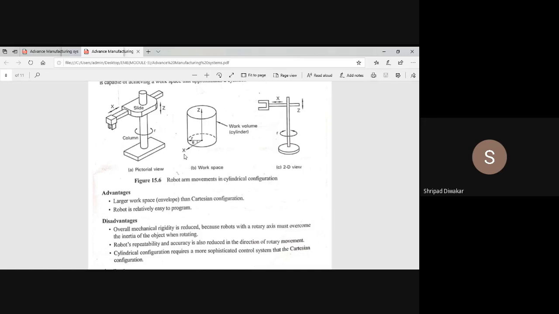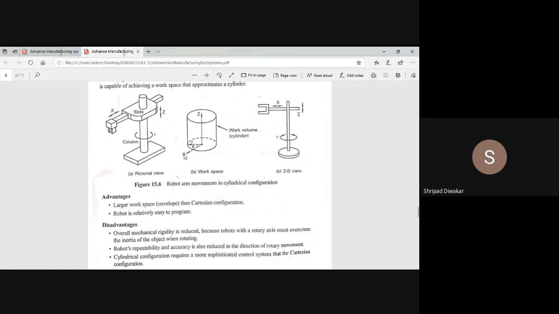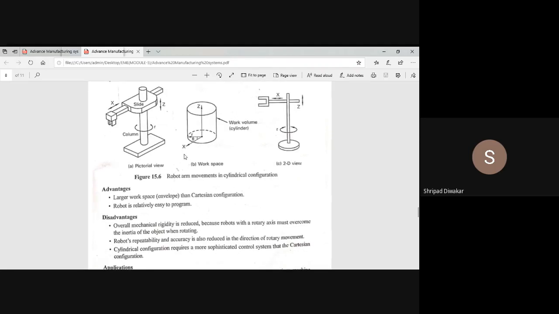Okay, then compared to Cartesian coordinate system, cylindrical coordinate system requires a more sophisticated control system than that of Cartesian coordinates because of the rotary movement of the column about its vertical axis.